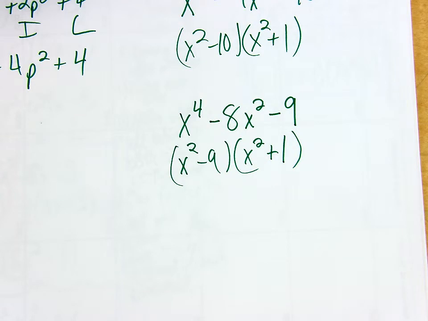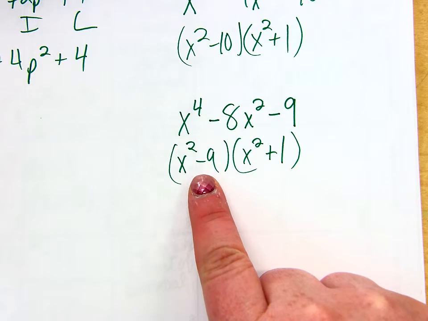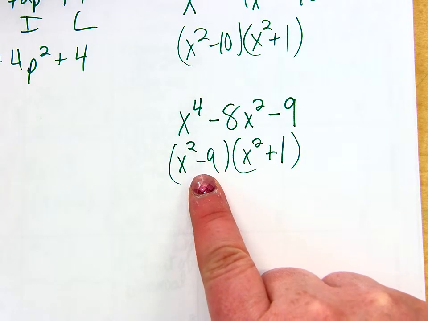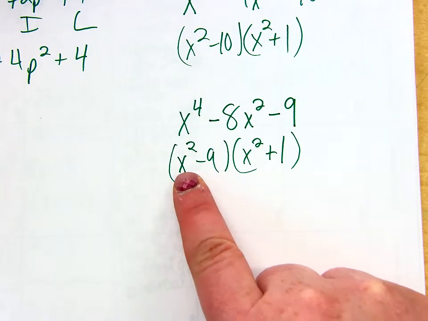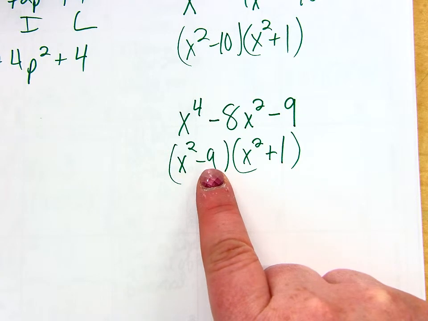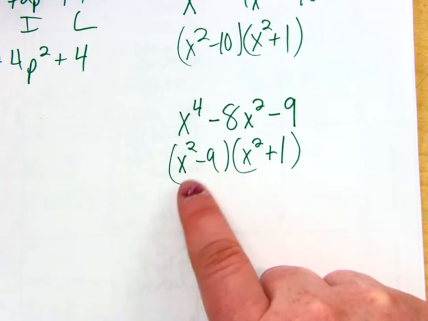No. You're not done this time. Oh, it's a perfect square. Yes, that's the difference of two perfect squares. It just so happened that you have a perfect square and a perfect square, which means you're not done. You have to split that one again.